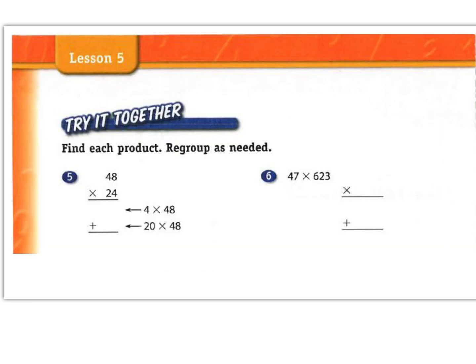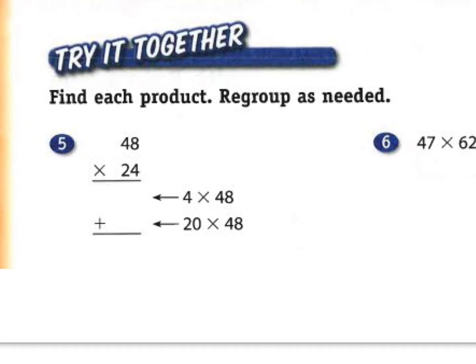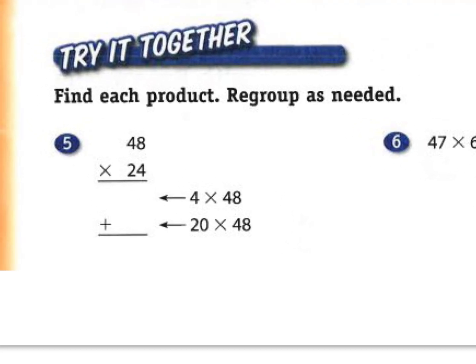This says, find each product, regroup as needed. I'm going to make this a little bigger. So the first part we're going to do here is 4 times 48. So 4 times 48, we're in the ones place. So 4 times 8 is 32. Carry that 3, regroup it. 4 times 4 is 16, plus 3 is 19. Now, we added that 3 already. I'm going to cross it off so I don't add it again.